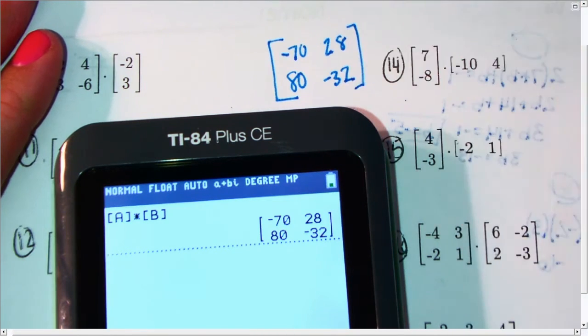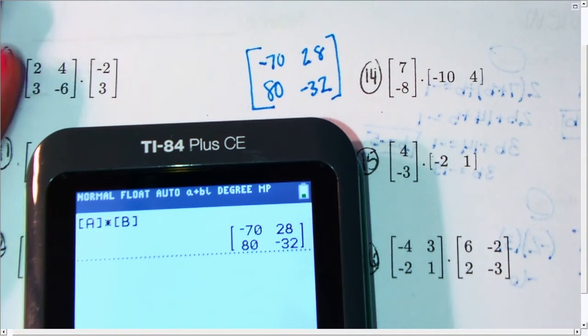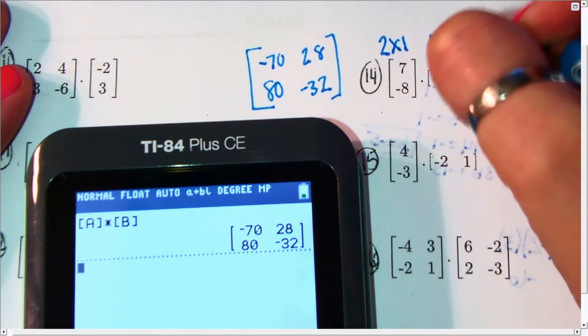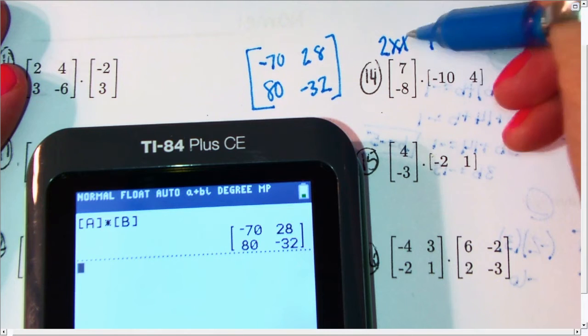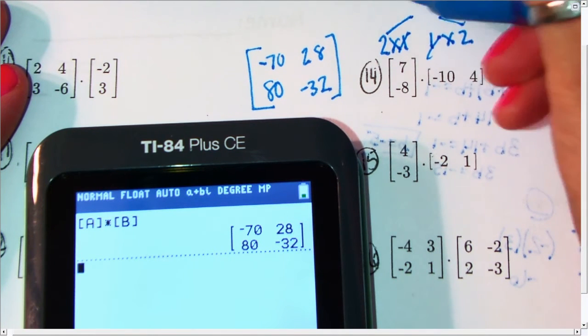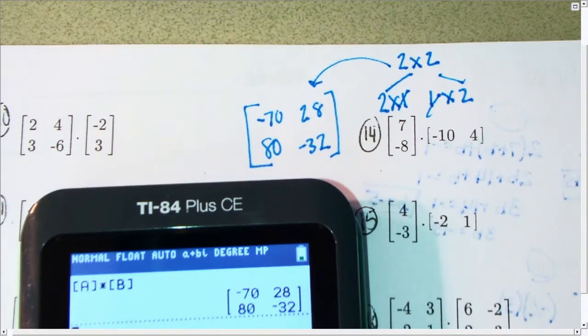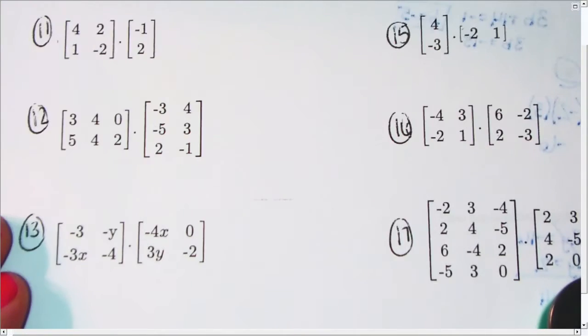Now, if you're confused by how the matrices got that size, remember this is a 2 by 1 and this is a 1 by 2. In order to multiply, these have to match, and what's left becomes the new multiplied matrix's dimensions. So that's why it's a 2 by 2 matrix. It's how we multiply matrices together. All right, number 12 and 16.